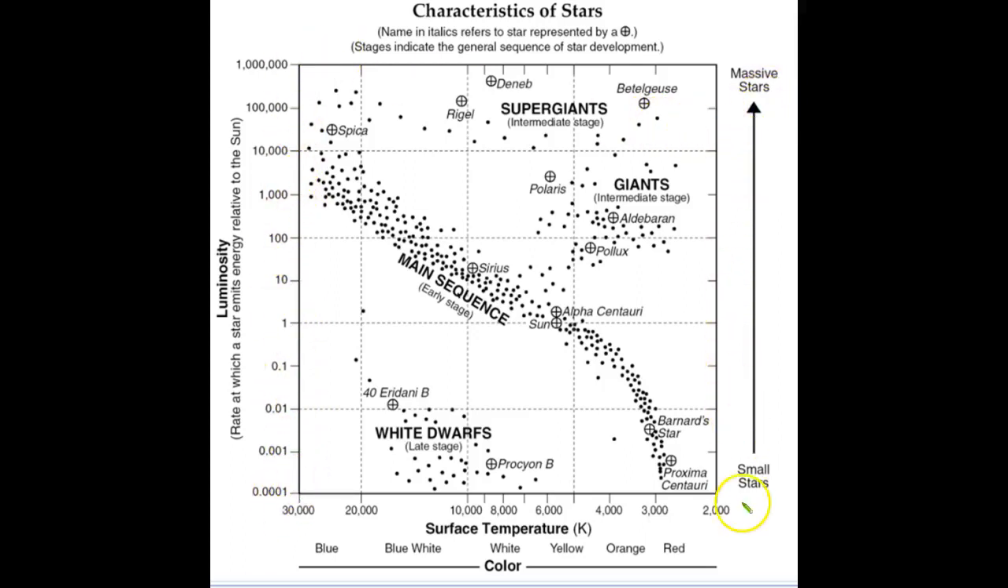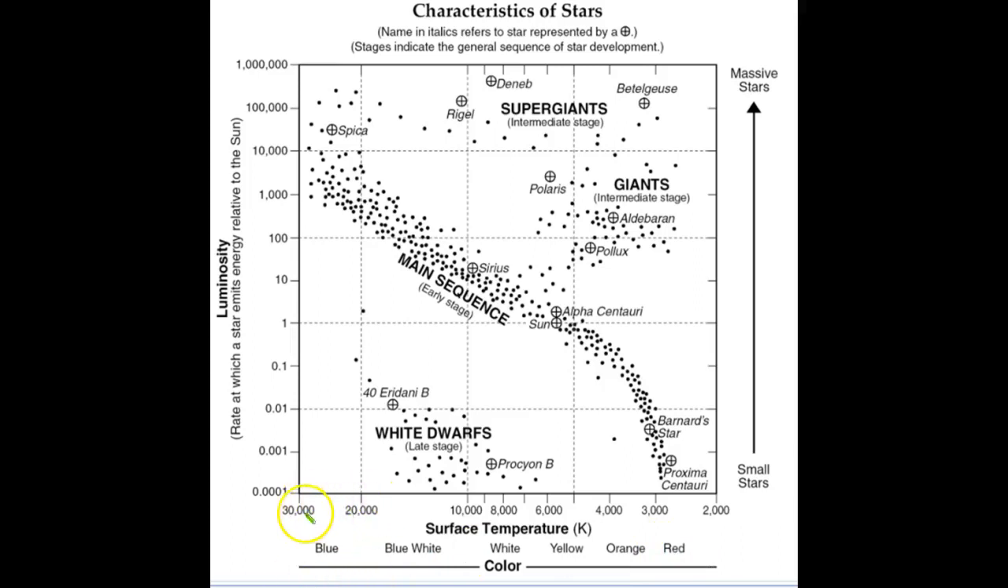On this side of the y-axis, we have small stars and massive stars. So this corresponds to luminosity. Small stars are not as luminous as massive stars, which are very luminous. When we're looking at the color of the star and the temperature of the star, if we're about 30,000 Kelvin, then you have a color of blue. Blue-white stars would correspond with these temperatures here, white, yellow, orange, and the coolest stars are red.